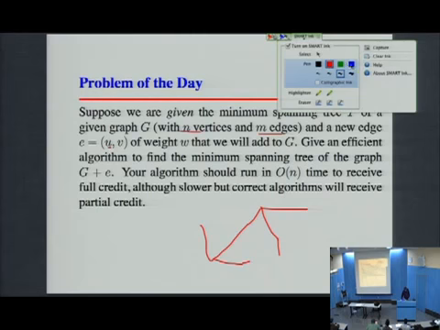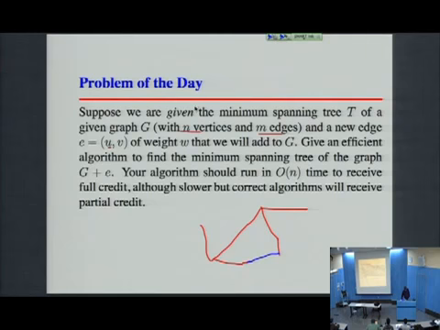A new edge. Okay, that I'm going to add to my graph. Can you give me an efficient algorithm to find the minimum spanning tree of the graph plus the edge?